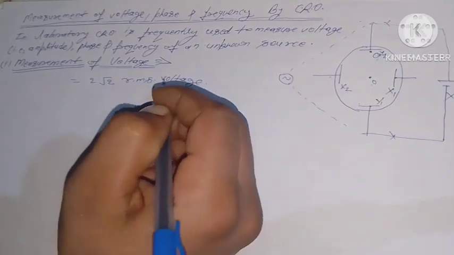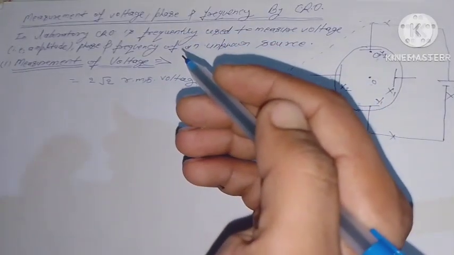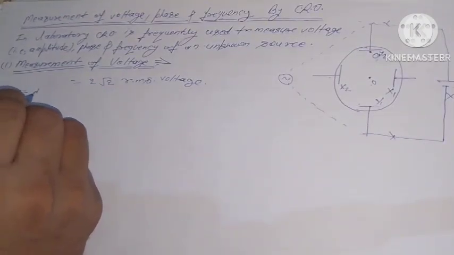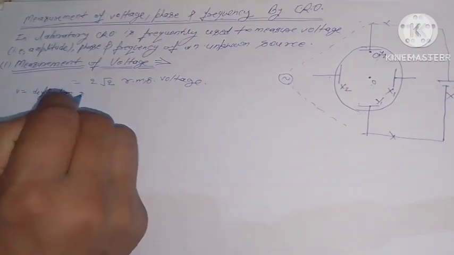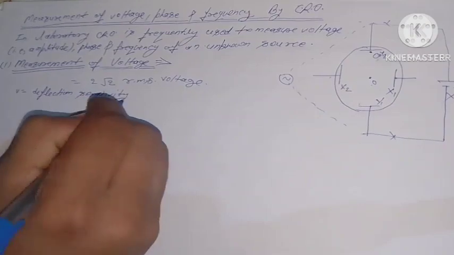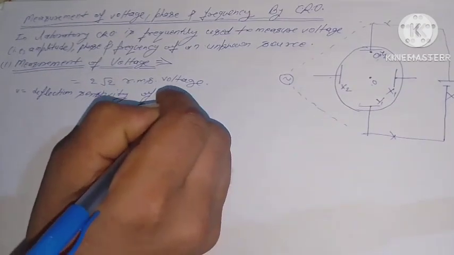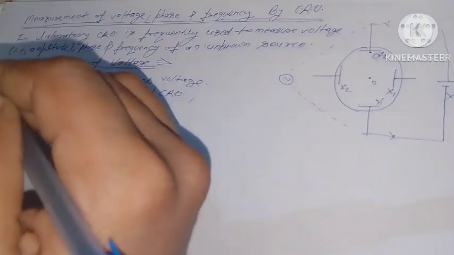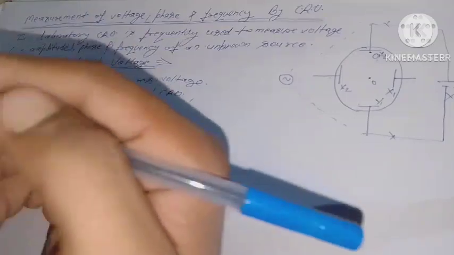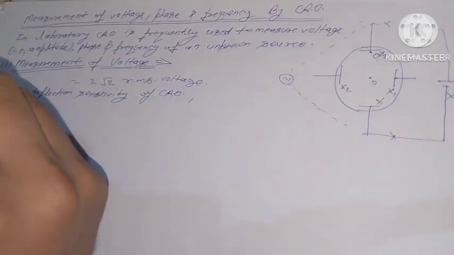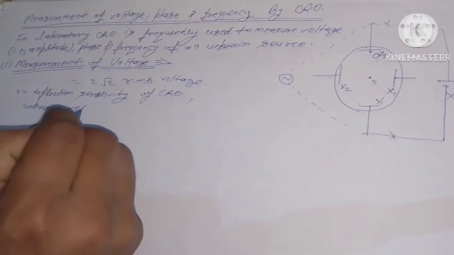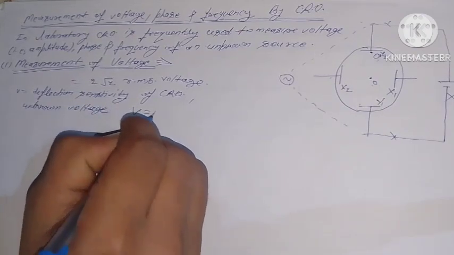If v is the deflection sensitivity of the C.R.O., that is, the voltage required to produce a unit deflection of 1 mm, and the displacement of the spot in the first case, or the length of the line in the second case, is L mm, then the unknown voltage V equals v multiplied by L.